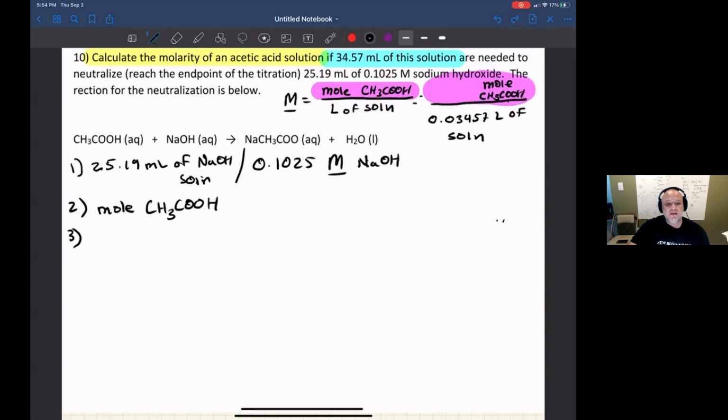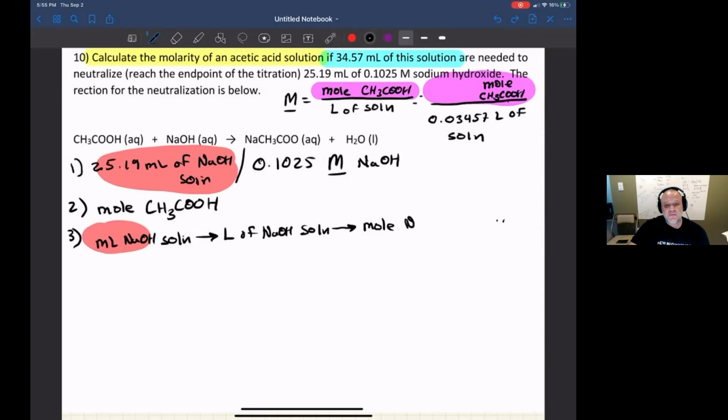Okay, so what's the plan? Well, remember, we're going to use the milliliters of sodium hydroxide to start our plan because the molarity is a per expression and we never start our plan with a per expression. So we use milliliters of sodium hydroxide to start, and we can convert that to liters of sodium hydroxide solution. Then we can use the molarity of the solution to calculate the number of moles of sodium hydroxide, then the stoichiometry to calculate the moles of acetic acid.